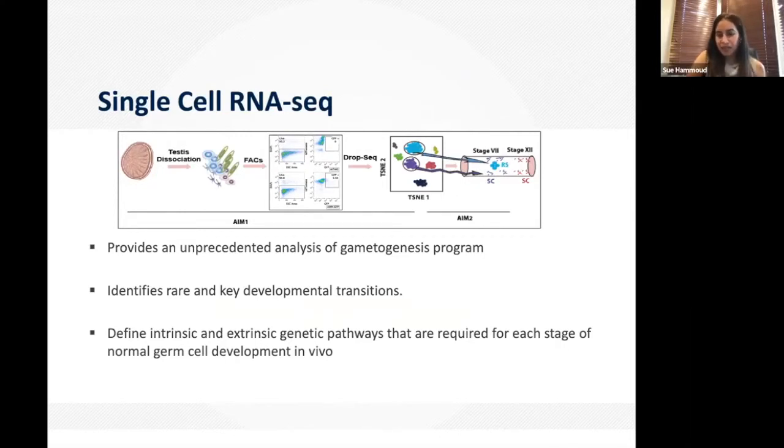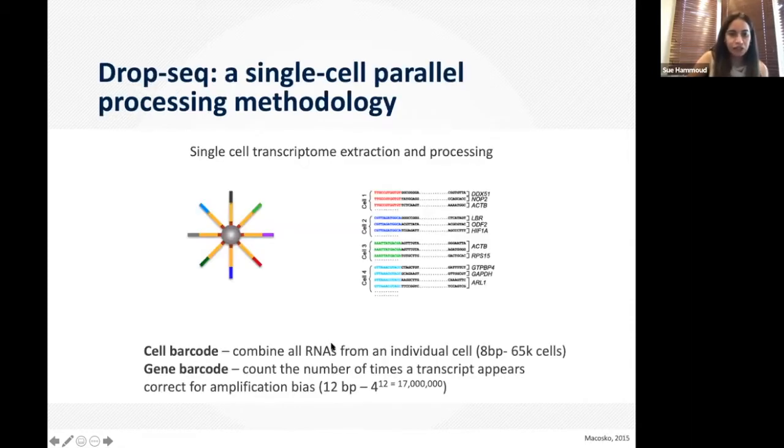In mice, of course, we could bypass some of these problems by using transgenic lines to enrich for these different cell types. And so the way to embark on this, we decided to take an unbiased approach, which is single-cell RNA-seq, from all three different species. We take testes, dissociate them, sort out live cells, and then do Drop-seq analysis. And this approach allows us to analyze the gametogenesis program in an unprecedented way, allows us to identify rare and key developmental transitions, and really not rely on a priori knowledge in order to assemble the differentiation program. And also we could begin to learn intrinsic and extrinsic pathways of the germ cell differentiation program.